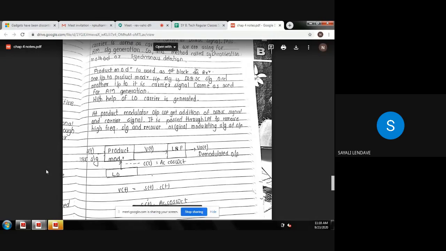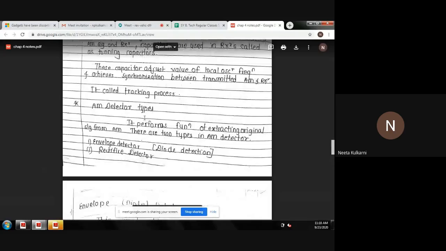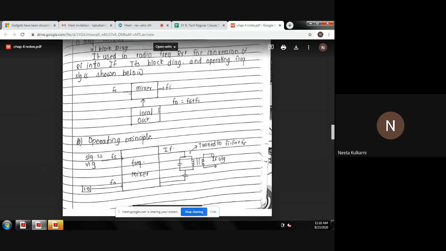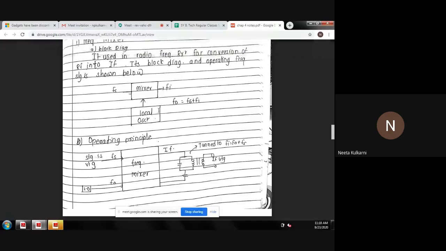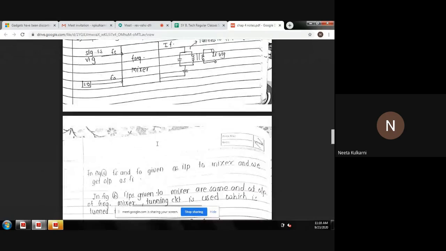Types of AM detector. That point we have started. And before types of the AM detector, we have seen these 2 points, mixer and tracking. हे 2 point आपण बघितलेले. And after that, we have started with the types of the AM detector.